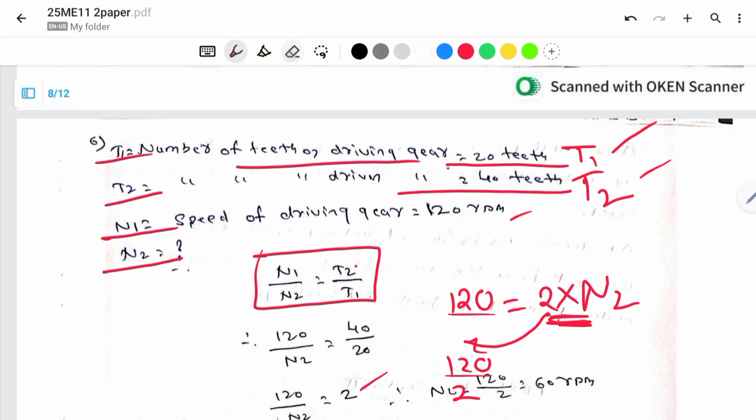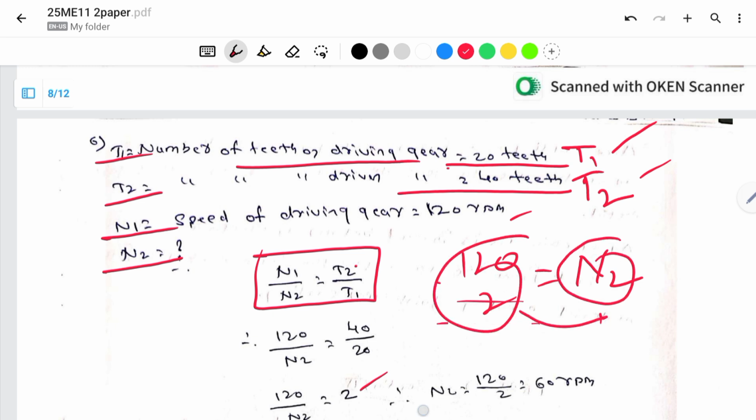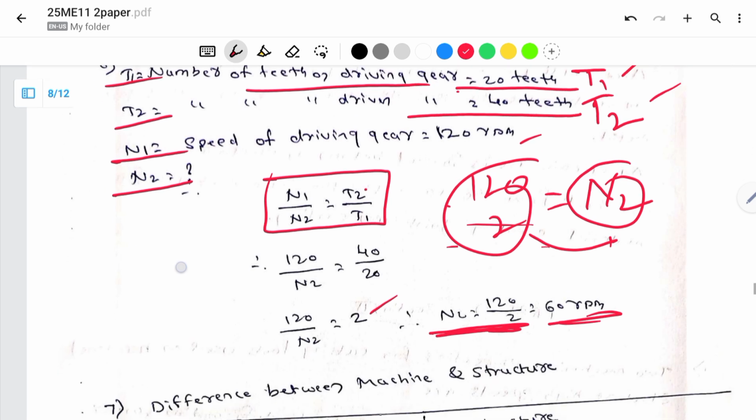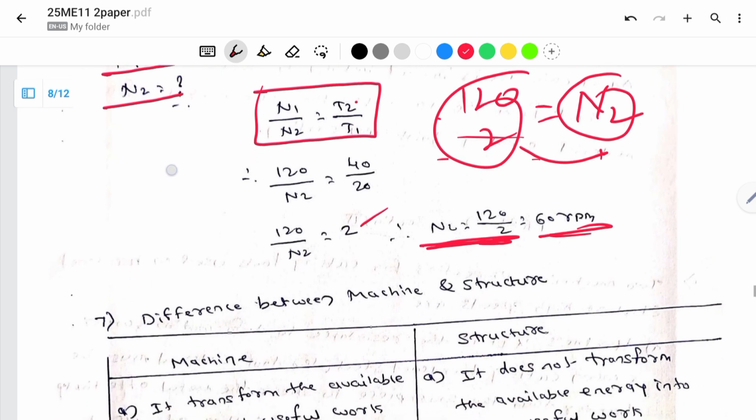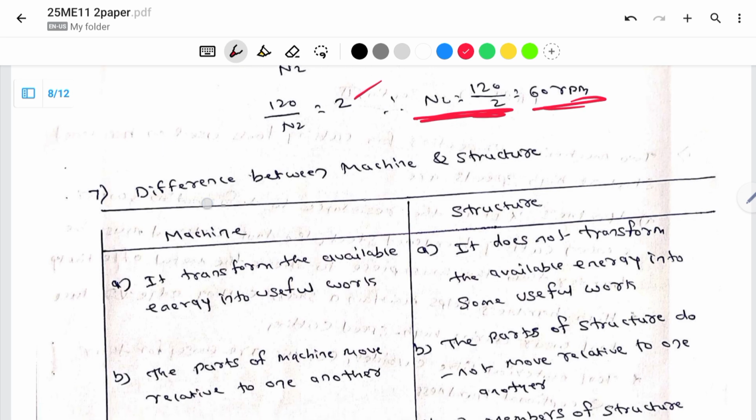Okay, so and vice versa, 120 divided by 2 is equal to N2. You can shift this one, so you can write this entire term to this side and this entire term to the next side. So same as it has been written here. So 120 divided by 2, it is 60 rpm. So this is how you are going to get it. So while solving, you have to remember the mathematical formulas and all, and what conversions are there, you have to remember those.